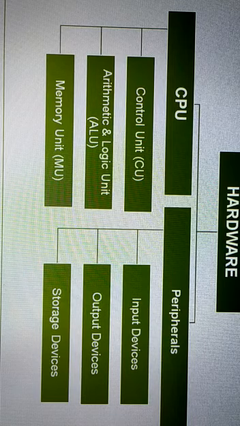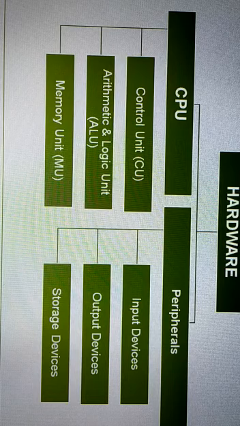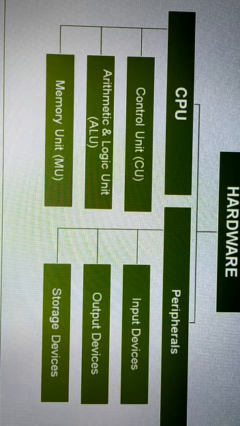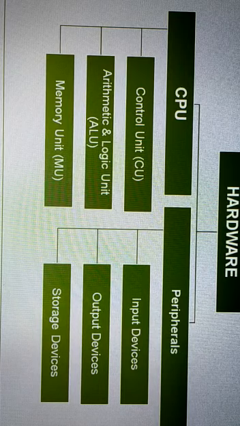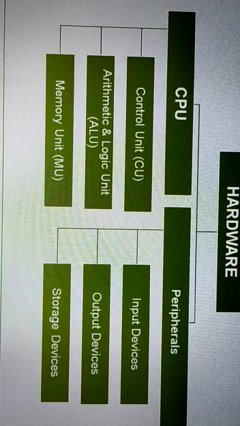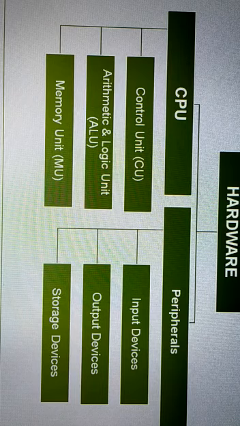Now, the hardware can be divided into two parts. One is the CPU and the other is peripherals. We have discussed the CPU and peripherals, but briefly, CPU stands for Central Processing Unit. It is also known as the processor. Actually, this is the part of the computer that executes programs and instructions.